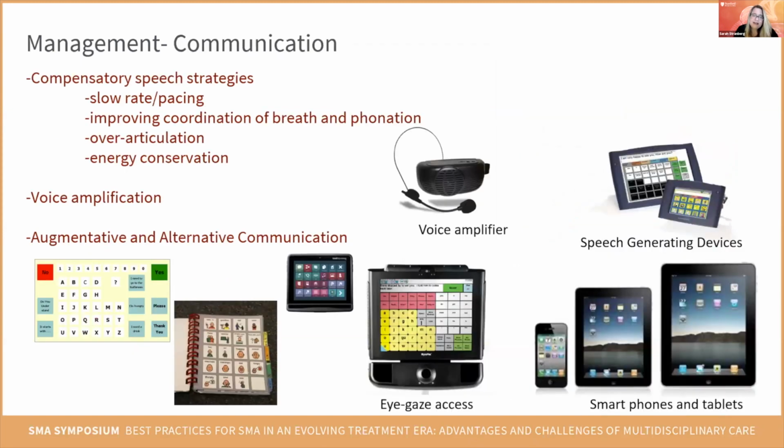For communication, we've got the whole range of individuals who speak orally and who might benefit from using more compensatory speech strategies. This could be as simple yet as challenging as just slowing down and pacing their speech, improving the coordination of breath and phonation. And we'll see that in the adult example that I have. Cueing patients to over-articulate as they slow their speech down, so that they can maximize the oral facial function and movement that they do have.